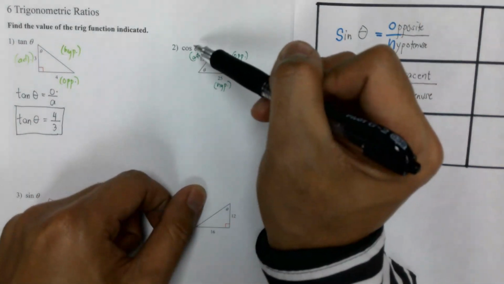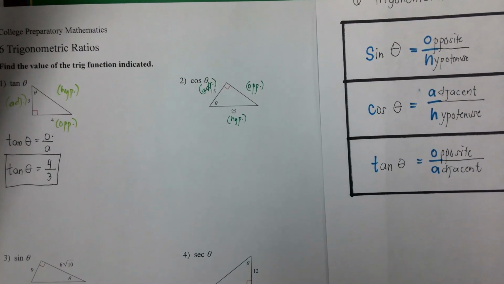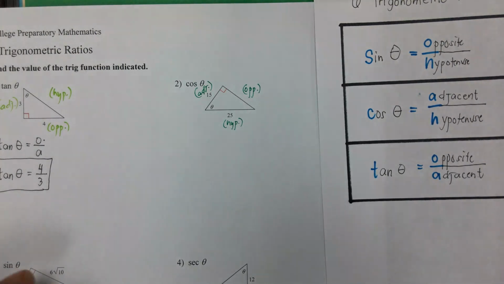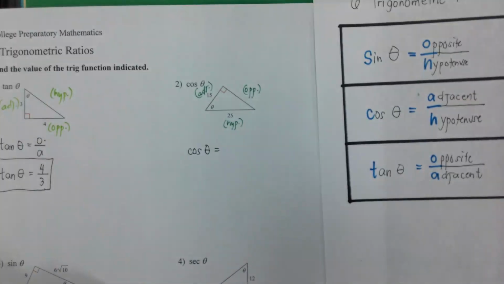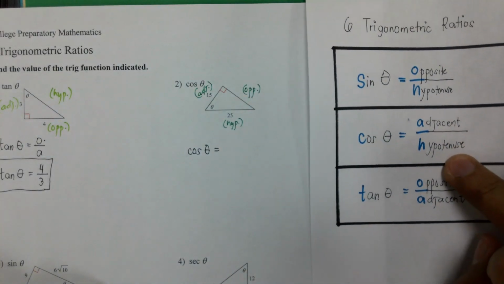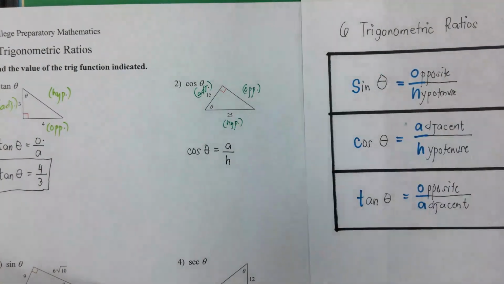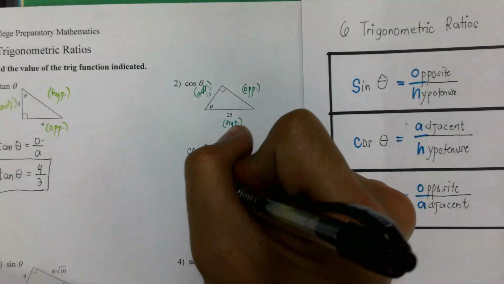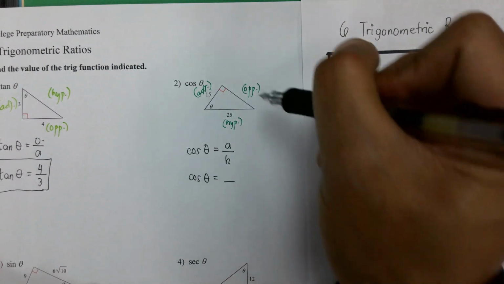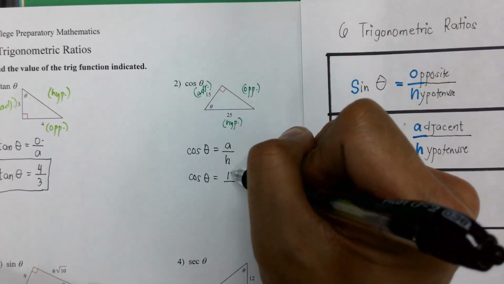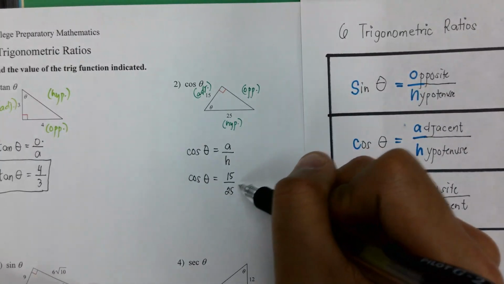However, in this problem, we are required to use cosine theta. So I'm going to have to write cosine theta. And based on our table here, cosine theta is equivalent to adjacent over hypotenuse. When replaced, the ratio would become adjacent, which is 15, and then hypotenuse, which is 25.